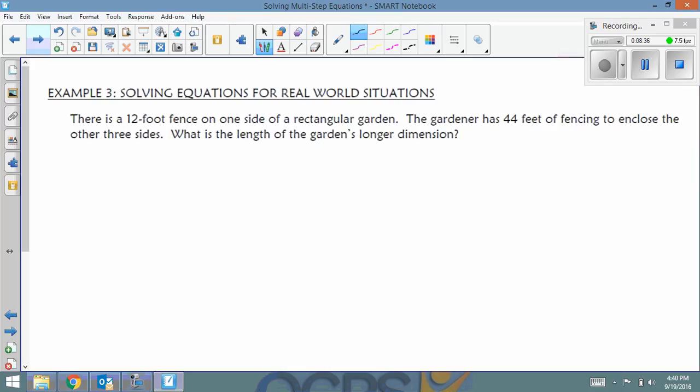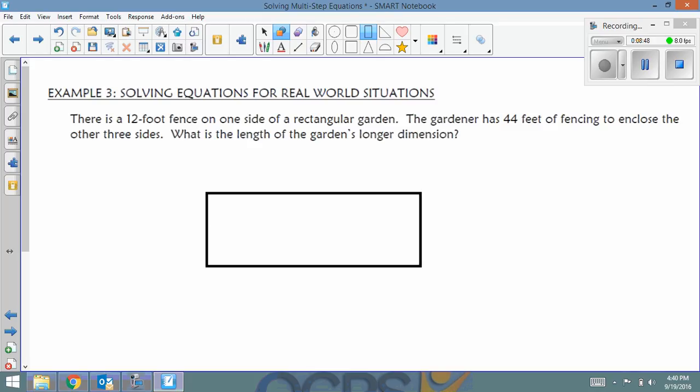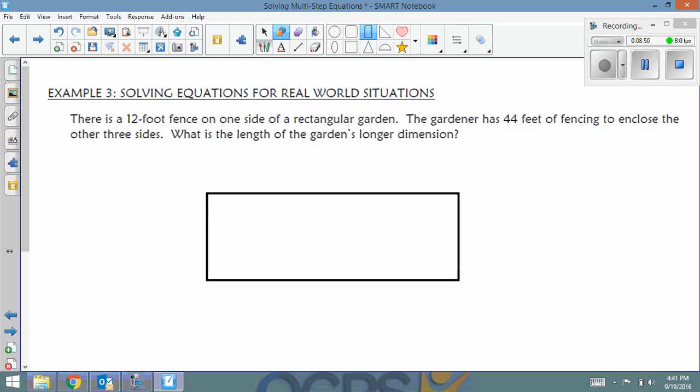Alright, the last one. There is a 12-foot fence on one side of a rectangular garden. The garden has 44 feet of fencing to include the other 3 sides. Okay, so we have a rectangle. We know that one side of that rectangle is 12 feet. And we know that to get the rest of this covered, the other 3 sides, it's going to be a total of 44 feet.